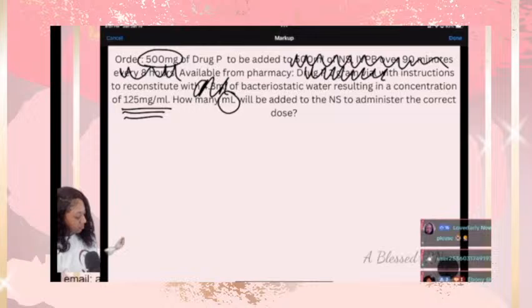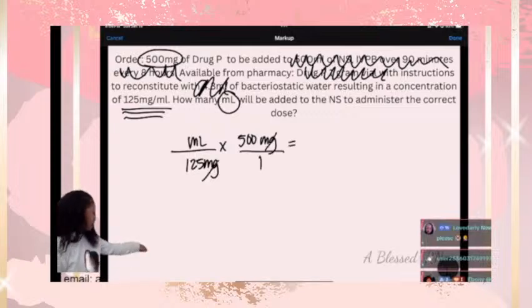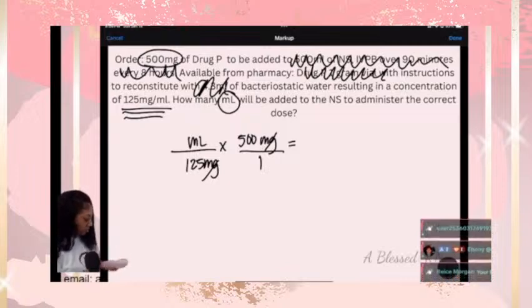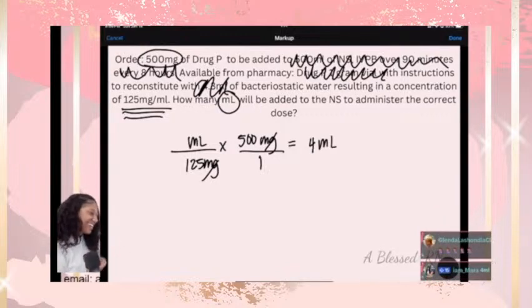All right. So we're looking for milliliters. We're going to start with our milliliter. So milliliter over 125 milligrams. We require 500 milligrams in that one dose. And then our milligrams cross out. And this is going to give us, I'm going to show you so you won't think I'm just fudging numbers, 4 mLs, right?